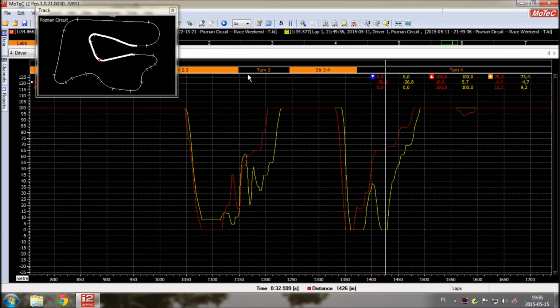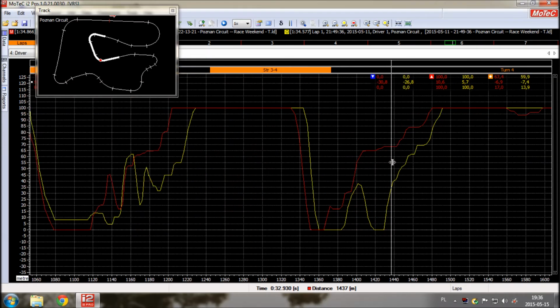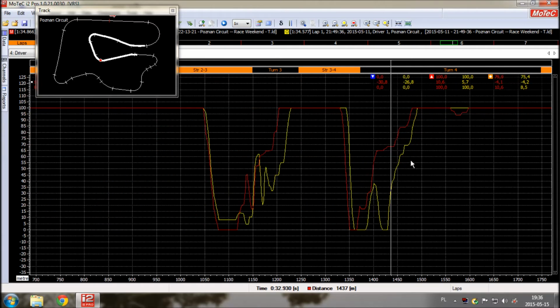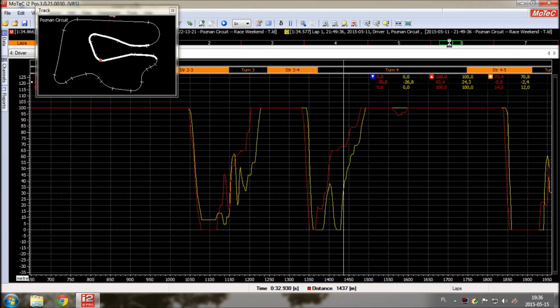Okay, next turn number 4, the second left-hander, and we can see a huge improvement because look at the yellow. We had throttle application up to 37%, and then again 0 throttle, and then very good throttle application. Versus the red graph, where this is a very small dip, but then again the throttle work was much better in this stint.